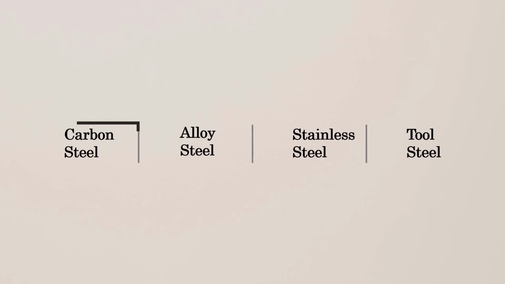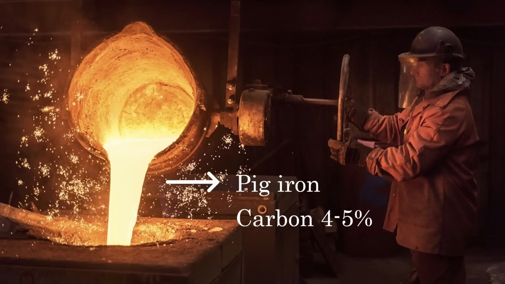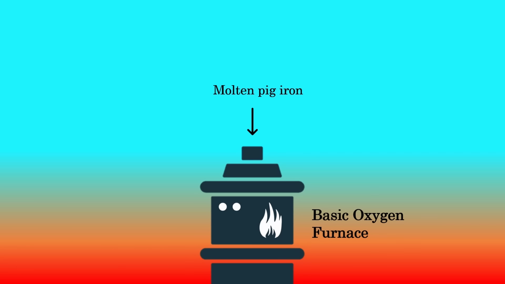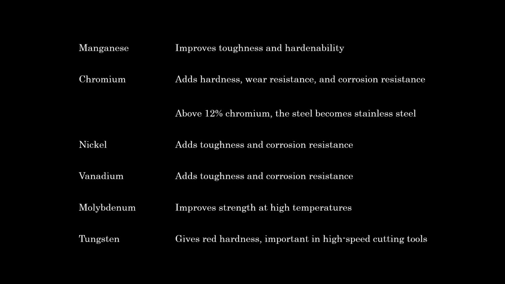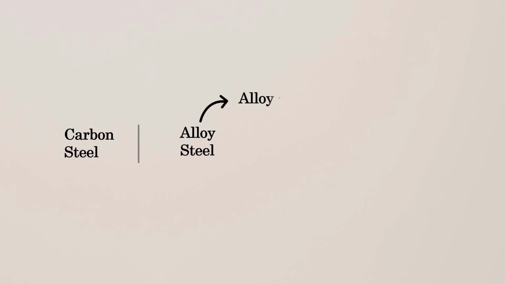The easiest and least expensive steel is carbon steel. We simply remove the excess carbon from pig iron in a BOF, basic oxygen furnace. And then comes alloy steel, where we add different alloying elements into the carbon steel to further improve its mechanical properties. Now, if the total alloying elements, including carbon, are less than 5%, we call it low alloy steel.